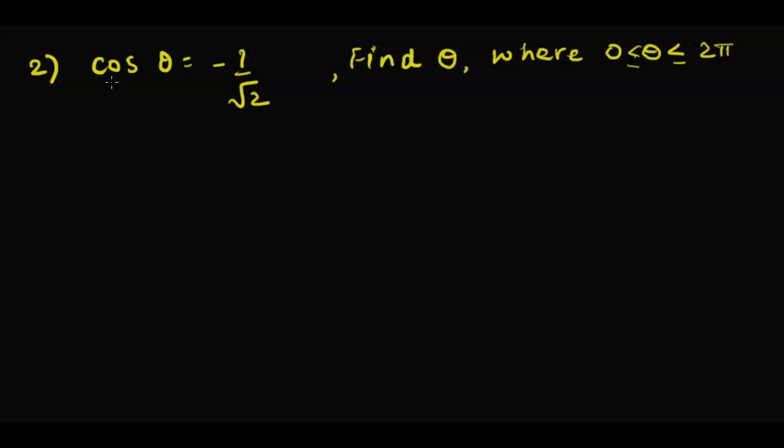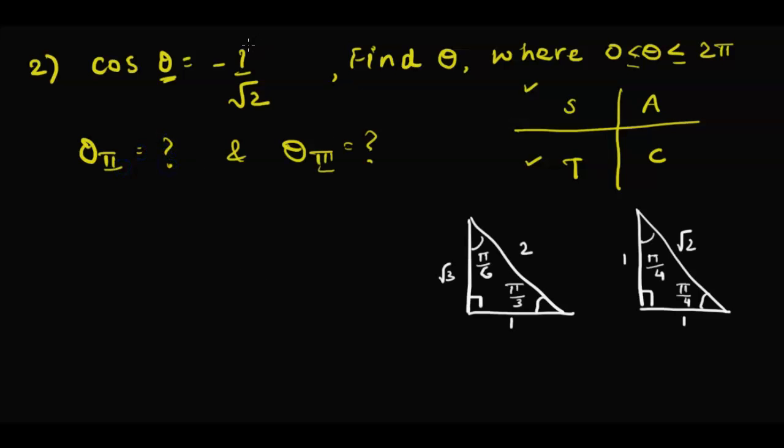Let's say the second question is cos theta is given to us as negative 1 over root 2. Find theta where theta lies between 0 and 2 pi. Now here we have to notice that this ratio is given to us as negative. So when we use the CAST rule, cosine is going to be negative in the second and the third quadrant. Therefore, this theta that we are looking for should lie in the second quadrant and third quadrant. Also, we notice that this ratio 1 over root 2 lies on the special triangles, because 1 and root 2 values are present on this triangle. Therefore, we need not use a calculator for this particular question.